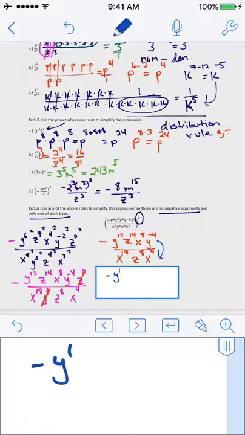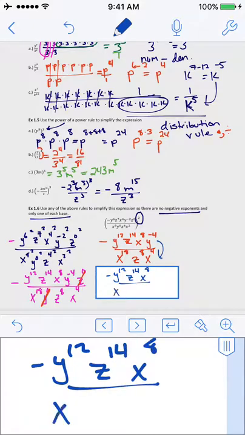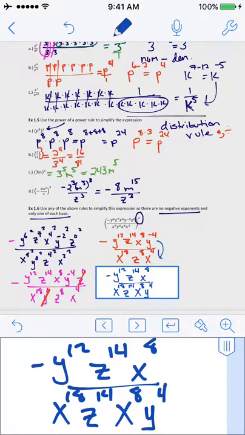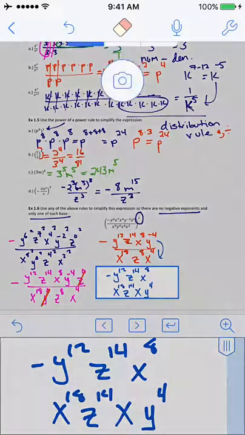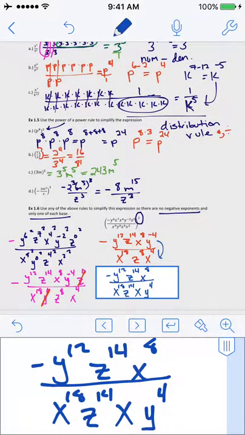So I have negative y to the 12th, z to the 14th, x to the 8th, over x to the 18th, z to the 14th, y to the 4th. I'm sorry, not x to the 8th, y to the... x to the 4th. Oops. X to the 4th.